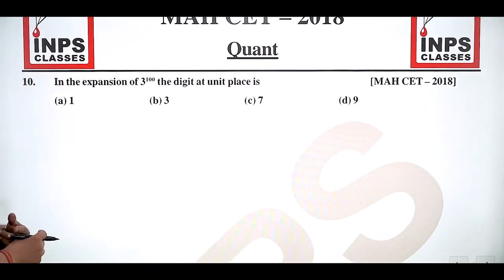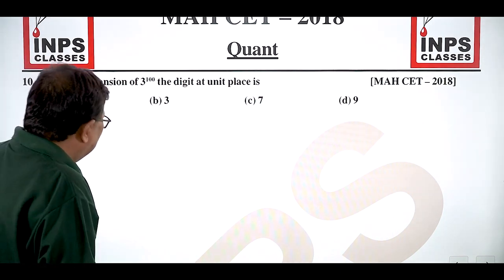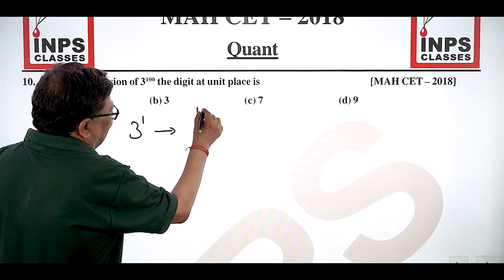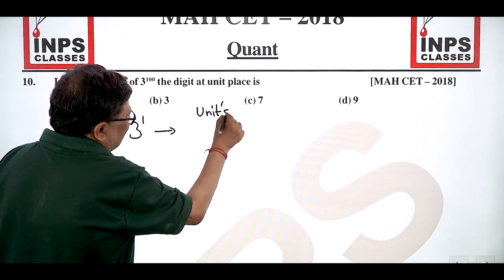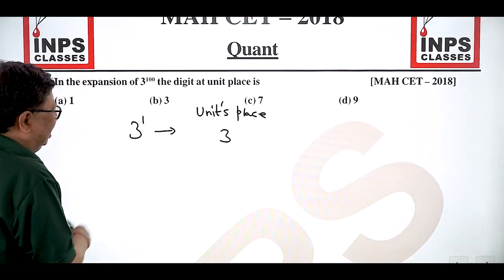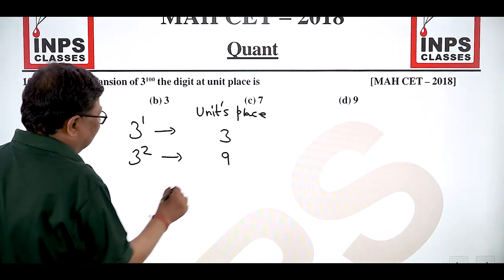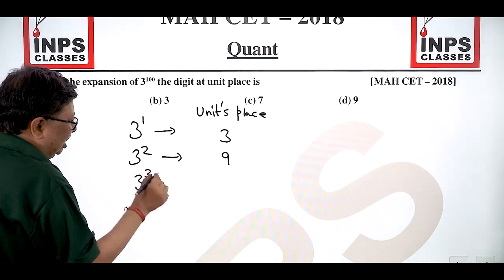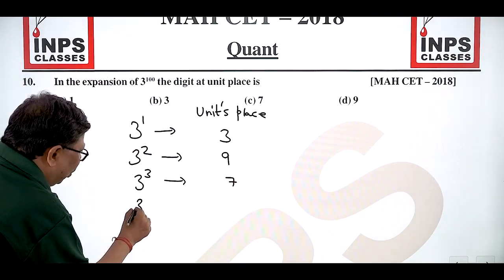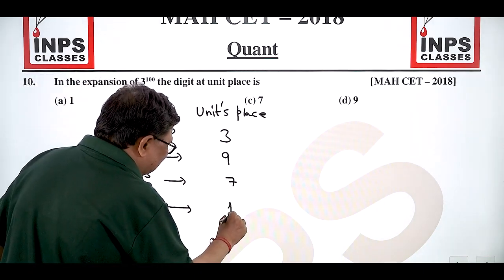Question number 10. In the expansion of 3 raised to 100, the digit at the units place is, okay. 3 raised to 1, the digit at the units place would be 3. 3 raised to 2, the digit at the units place will be 9. 3 raised to 3, 27, so the digit at the units place would be 7. 3 raised to 4, 7 3s are 21, so the digit at the units place would be 1.